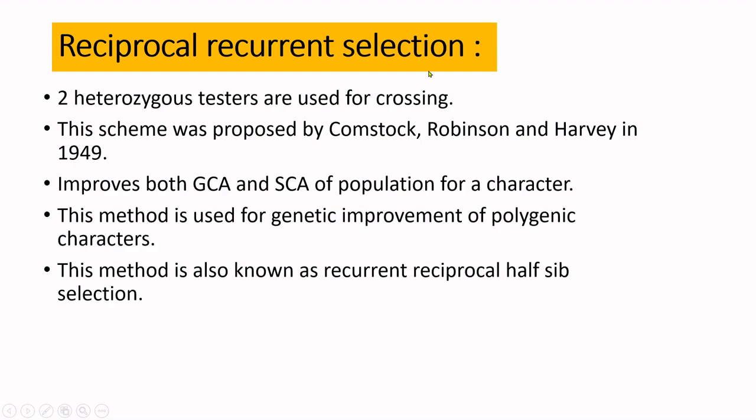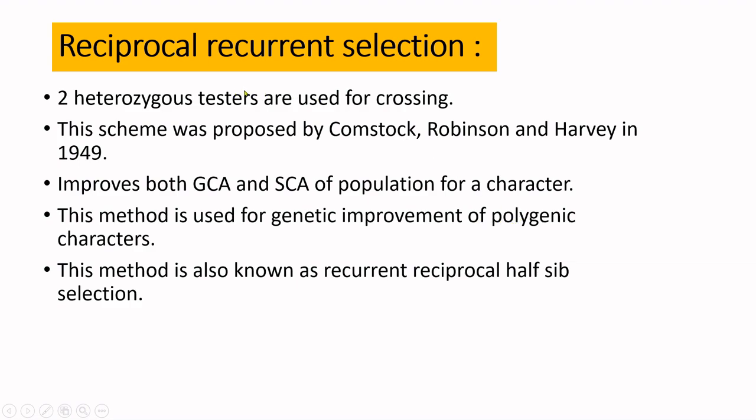Next is reciprocal recurrent selection. In reciprocal recurrent selection, two heterozygous testers are used for crossing. So two populations are used, A and B. They will act as testers for one another. This was proposed by Comstock, Robinson and Harvey in 1949, and it improves both GCA and SCA of a population for a character.